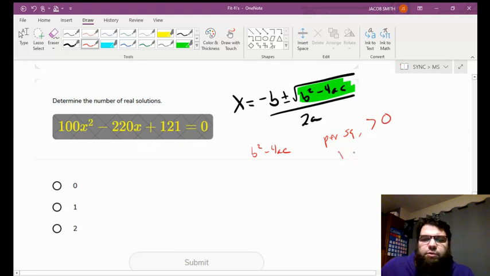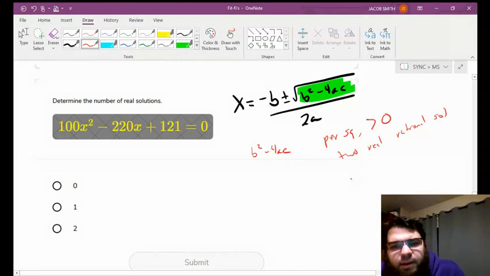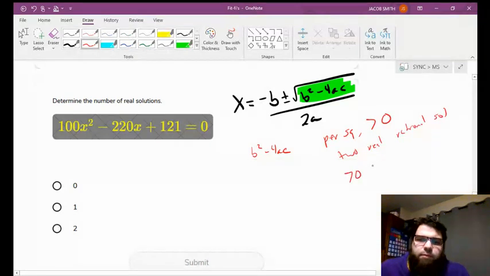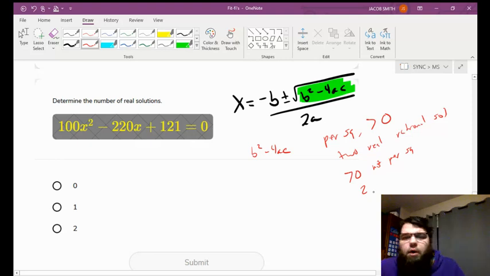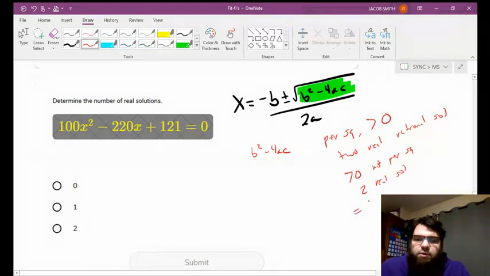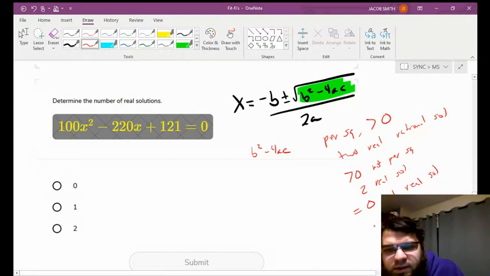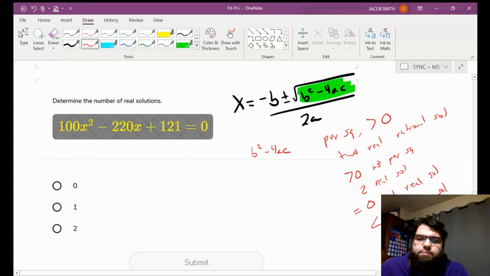If that is a perfect square and bigger than 0, then we're going to have two real rational solutions. If it's bigger than 0 but not a perfect square, then we're going to have two real solutions. And then if it is equal to 0, we're going to have one real solution. And if it is less than 0, we're going to have two imaginary solutions.